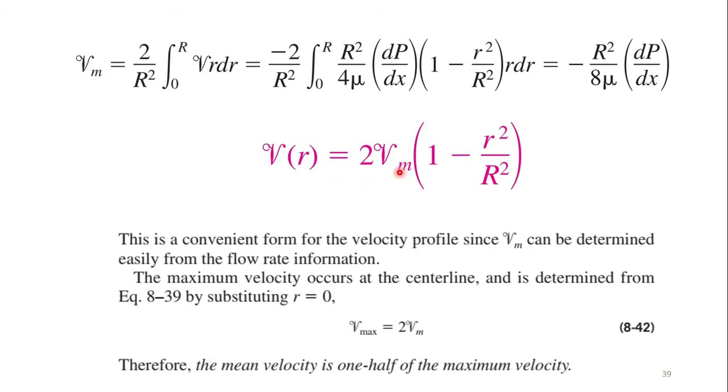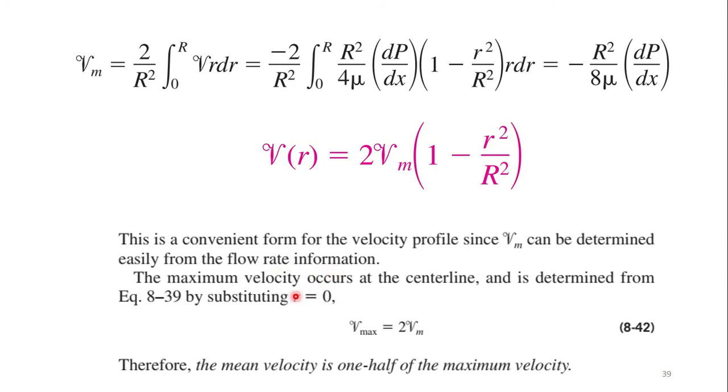For example, if you have the value of the mean velocity and you want to determine the velocity profile at some radius at any point in the tube, you will just put the value of r. This capital R is actually the radius of the tube, which is also given, so you can easily get the value of the velocity profile in the radial direction. So it is convenient from the velocity profile, since the Vm can be determined easily from the flow rate information.